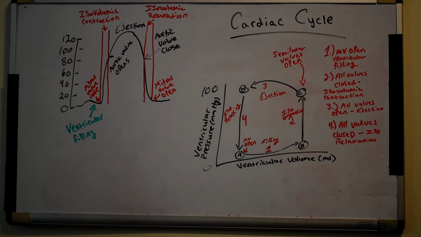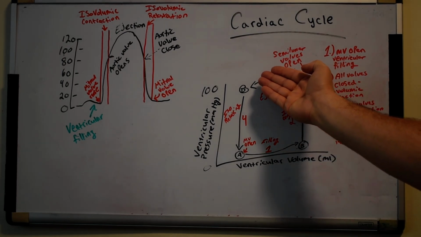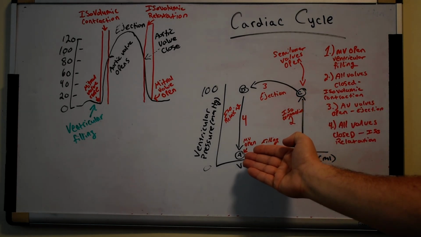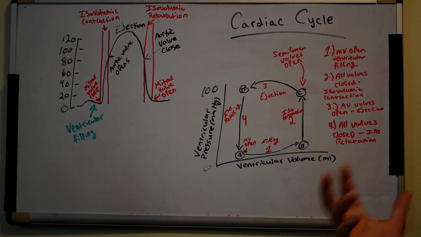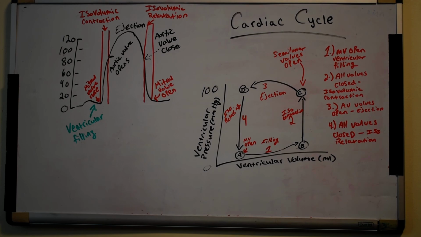We'll get to point D. All valves close up. This causes ventricular pressure to drop, and then we will fill up with volume again. So it's a very complex process, but once you look at it a few times and study it a few times, it becomes easier to understand.